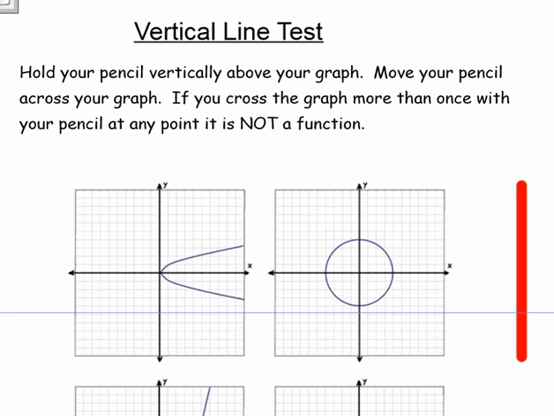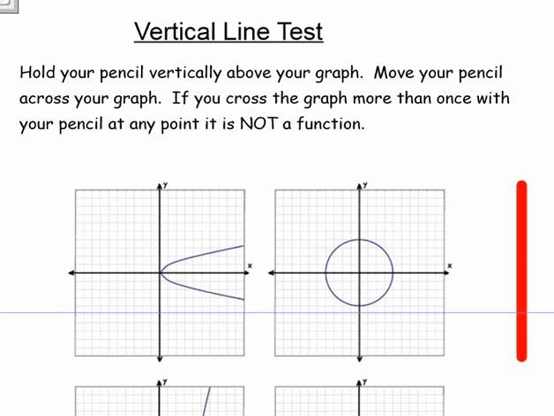Hi, welcome to the next video in the functions module. Here we're going to look at the vertical line test, and instead of just looking at it when we have just points on our graph, we're going to look at it when we have lines and curves and shapes on our graph. But really the vertical line test is the exact same thing.